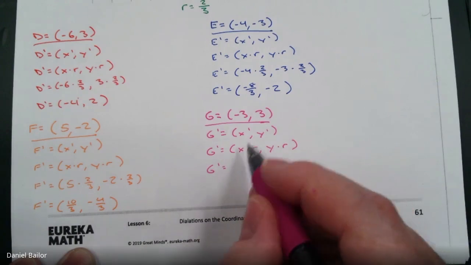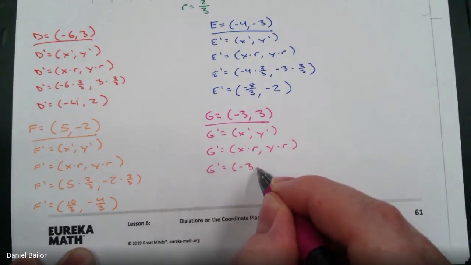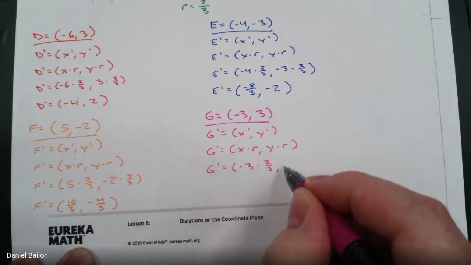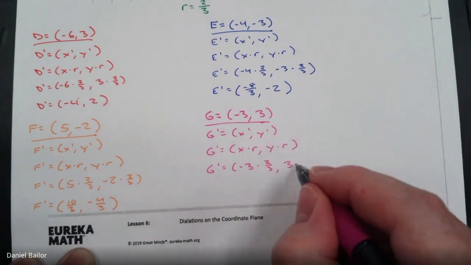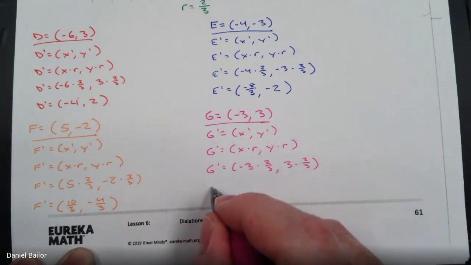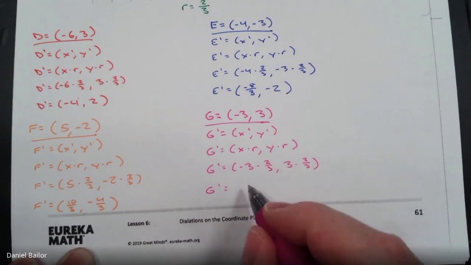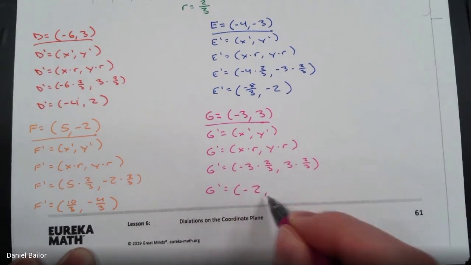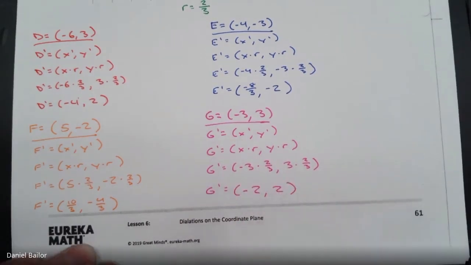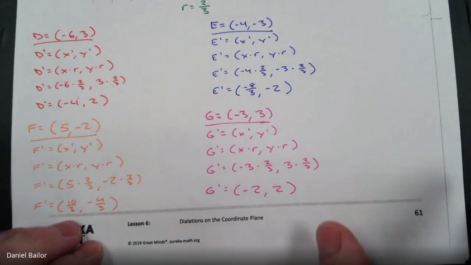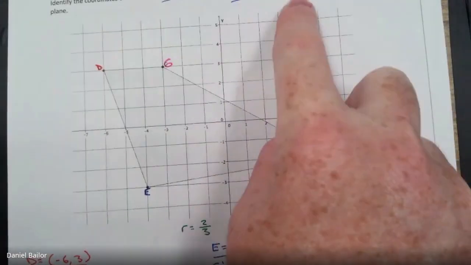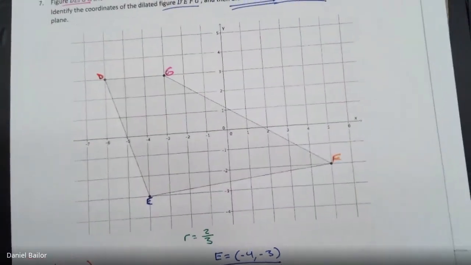Substitute with what we know. We know X is -3. We know the scale factor is 2/3. We know Y is 3. And we know the scale factor is 2/3. We do our multiplying fractions, and we get -2, 2. So those are the 4 coordinates. We found the 4 coordinates. But remember, the directions said we need to draw and label the figure. So let's draw and label.